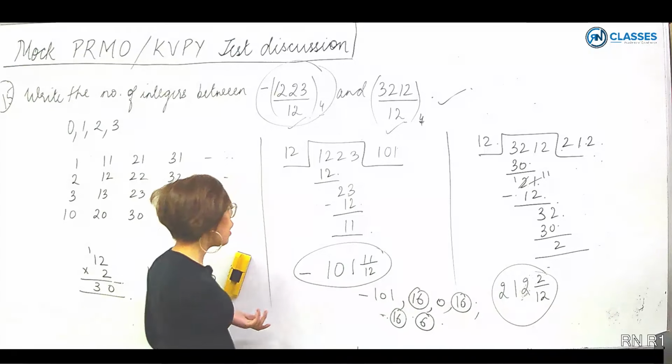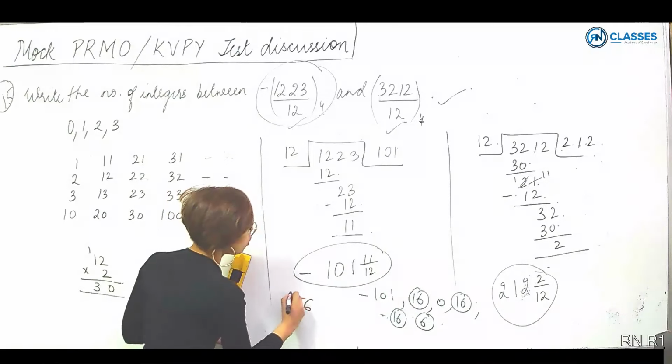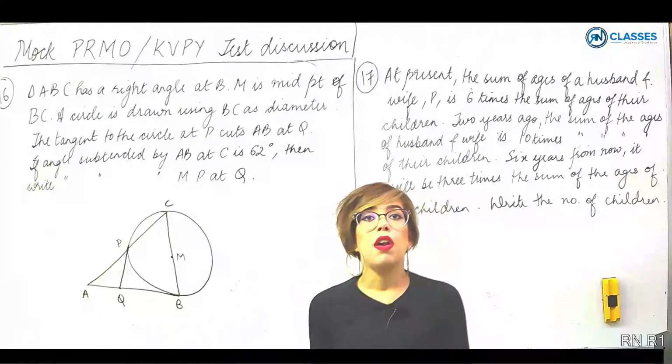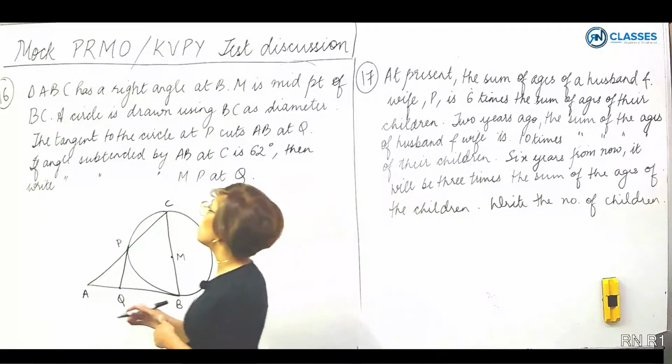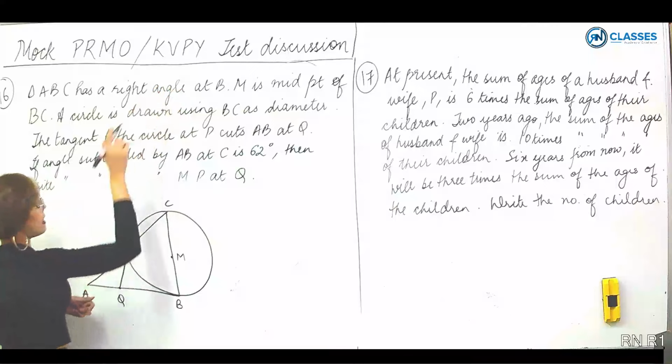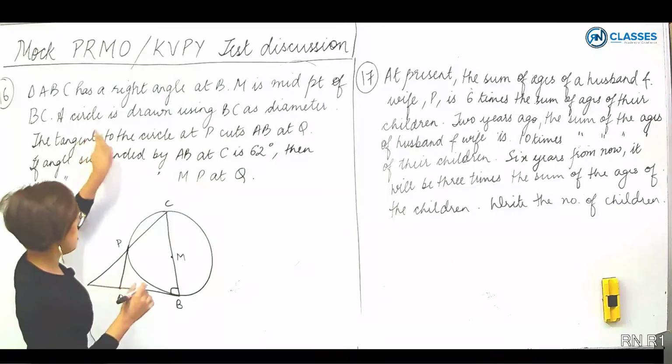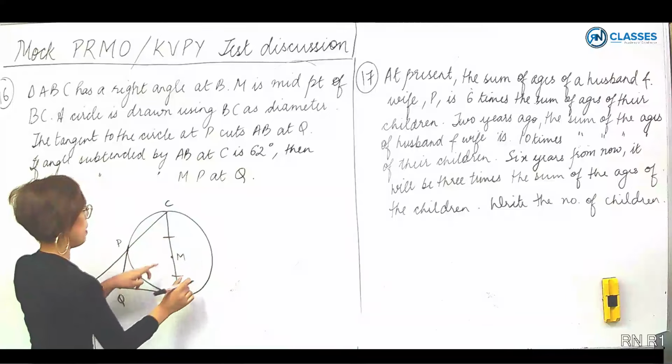Right? In short, I will get 56 integers between these two numbers. All right. On to the next question. Triangle ABC has a right angle at B. So this is 90 degrees. M is the midpoint of BC. Okay, so MC is equal to MB.